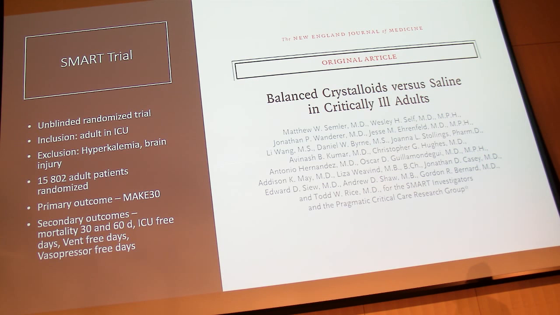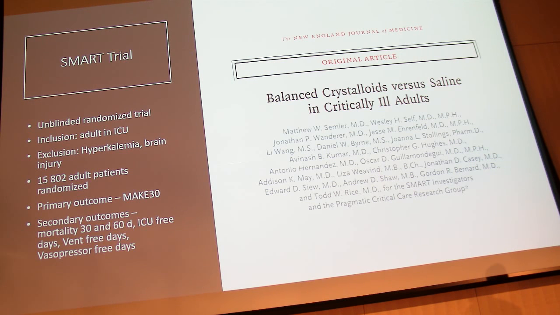It's not that they're bad, it's just that if a composite outcome shows up as significant, we want to know what is driving that change, and is it something that makes a difference for us. Their secondary outcomes were the standard kind of ICU trial outcomes: mortality at 30 and 60 days, vent-free days, vasopressor-free days.